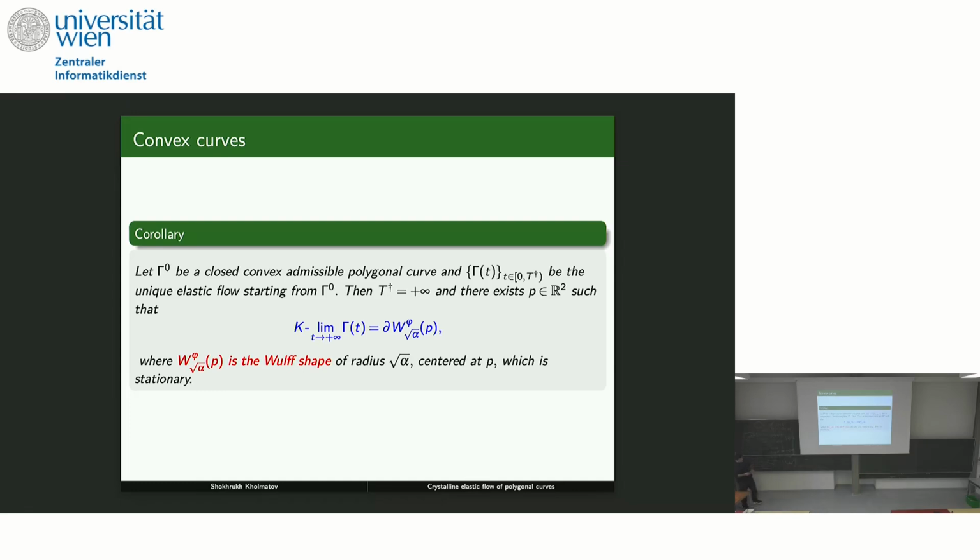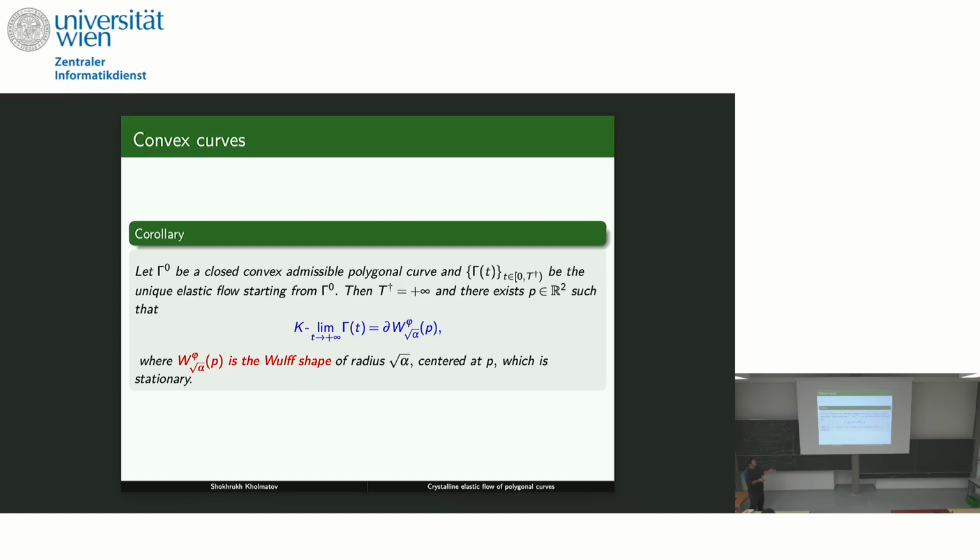And this is, apologies, the flow exists for all times, and in the limit, at the maximal time, I converge to the Wulff shape of square root of alpha. So you remember, this is the stationary Wulff shape. And now you could ask, okay, so this is different, so why is this problem interesting?